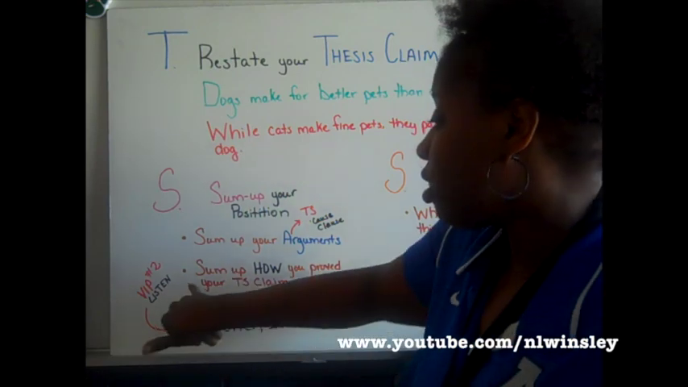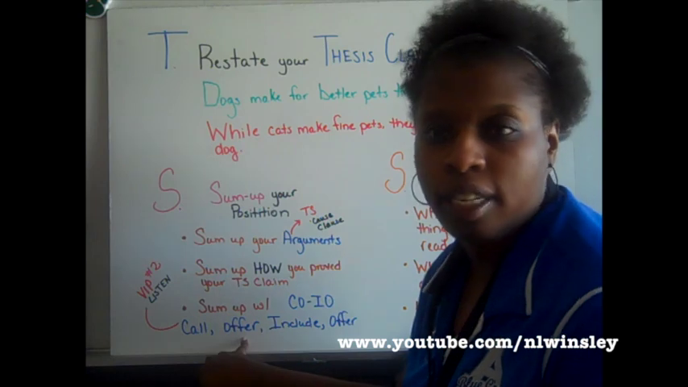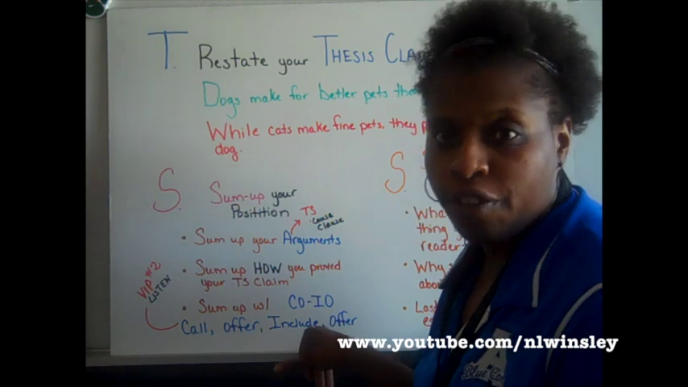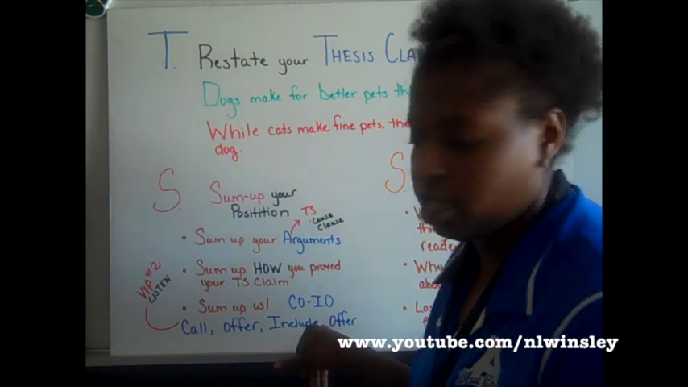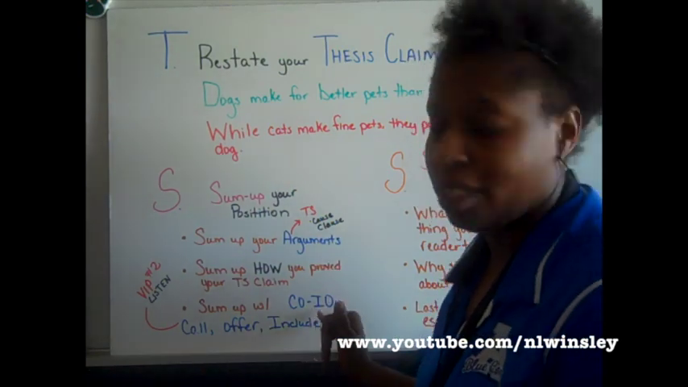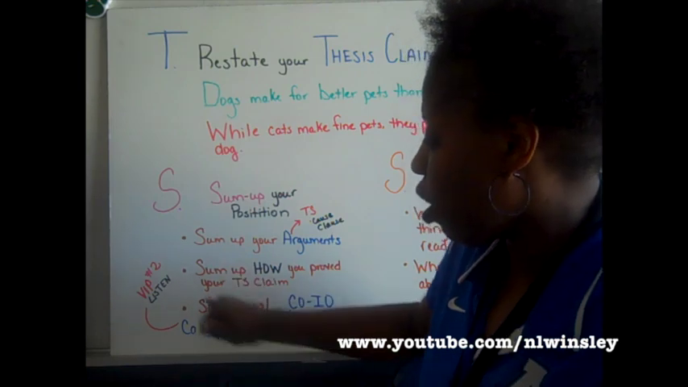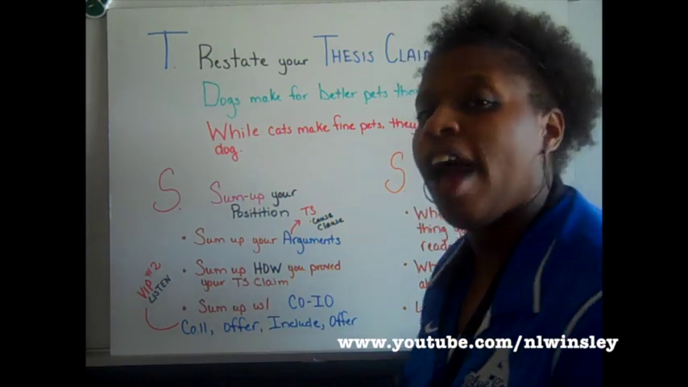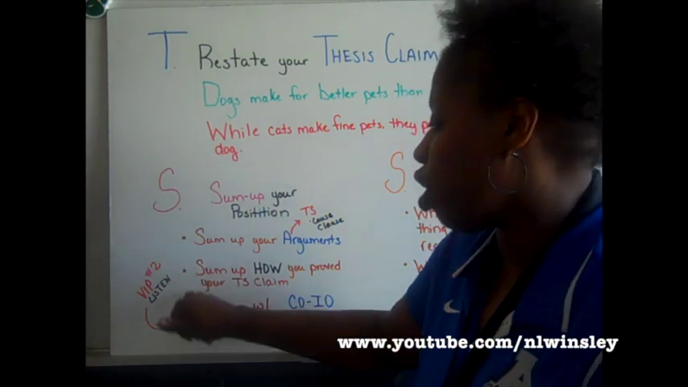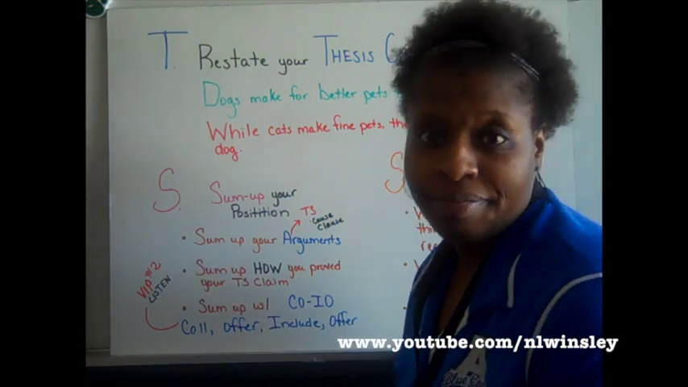You could sum up how your thesis statement was true, then offer a solution, call them to action, include a quote, or offer a statistic. Or you could sum up your arguments and then sum it up with COIO. So you could use multiple ones of these three sum ups. You don't have to just do one. An effective writer knows which ones to use, but typically the best writers use more than one.